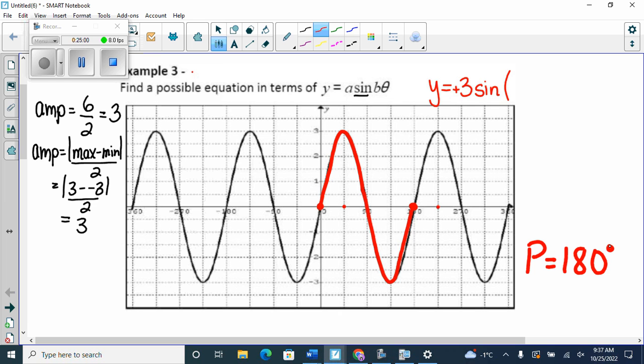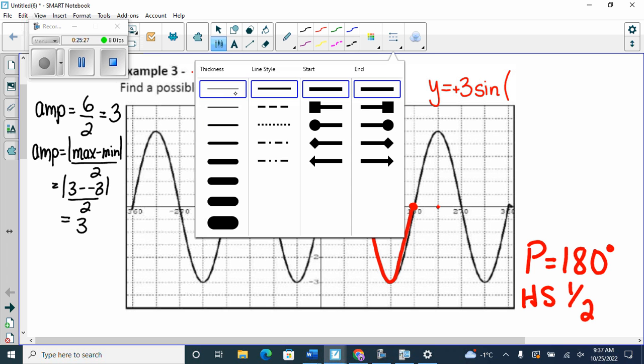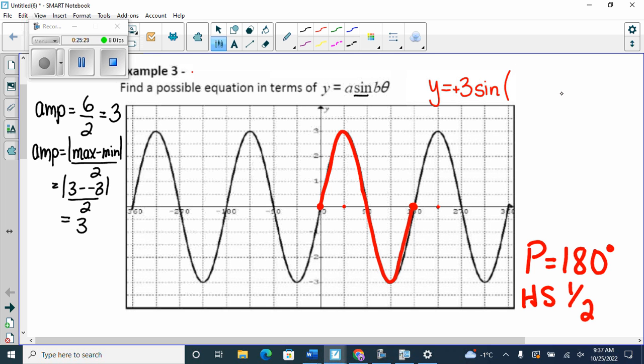Period is not B. But we can think about this as a horizontal stretch factor, or we can use the formula. So let's think about it as a horizontal stretch factor first. If it's 180, what is a normal sine graph? 360. It's now 180. So I shrunk it. So what's my horizontal stretch factor then? 1/2. So I have a horizontal stretch by 1/2. What is that in the equation? 2.